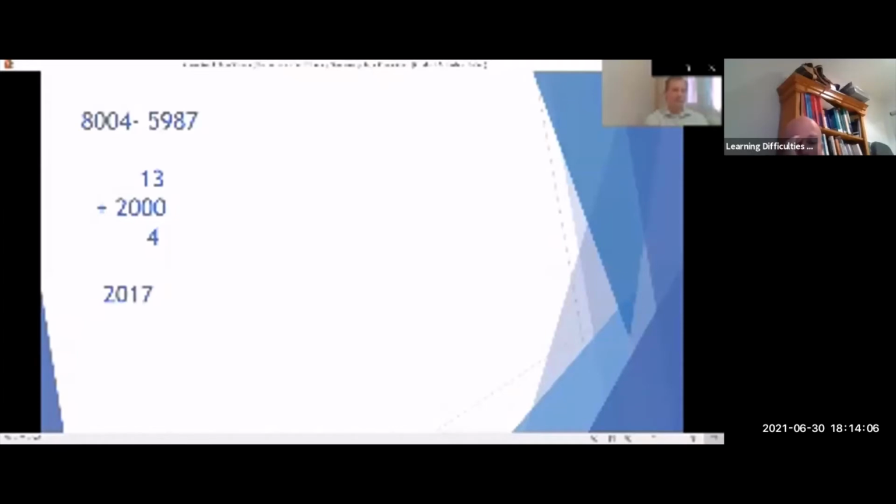So in this example here, we want to count on from 5,987. So we do the first jump, which is to 6,000, which is 13. The second jump is from 6,000 to 8,000, which is 2,000. And finally, the last jump is from 8,000 to 8,004. And then we simply add those three components up and we get 2,017.